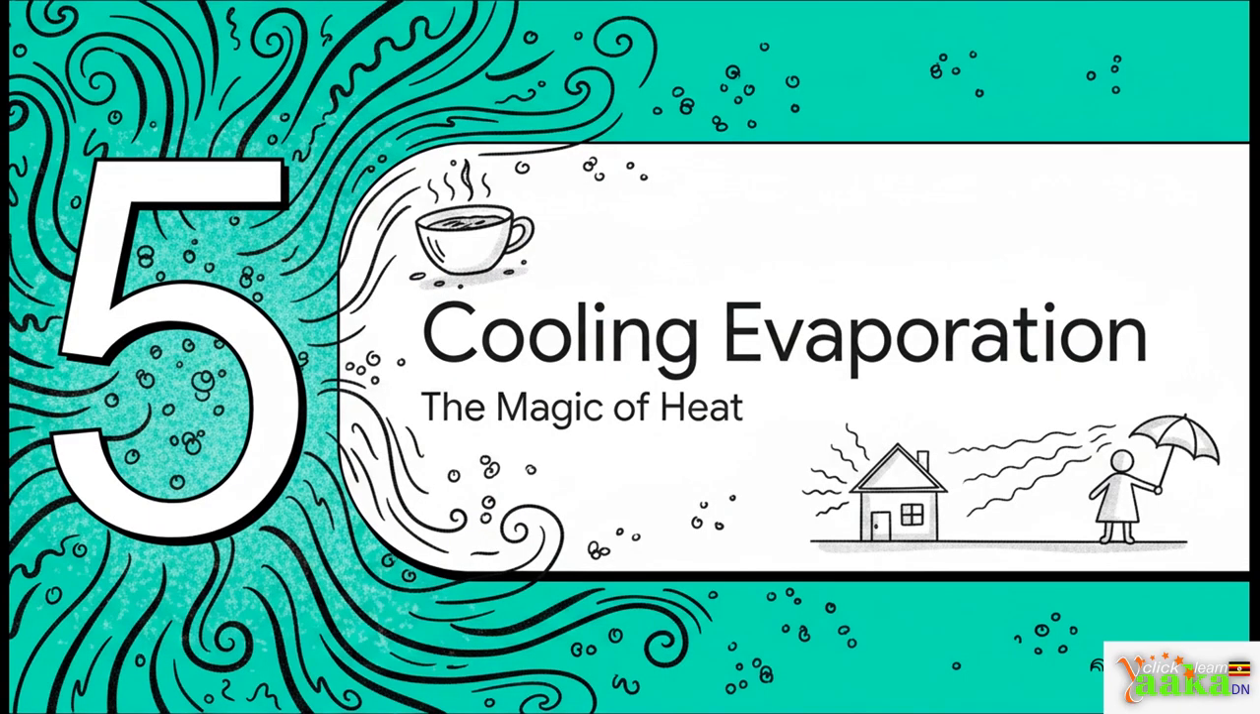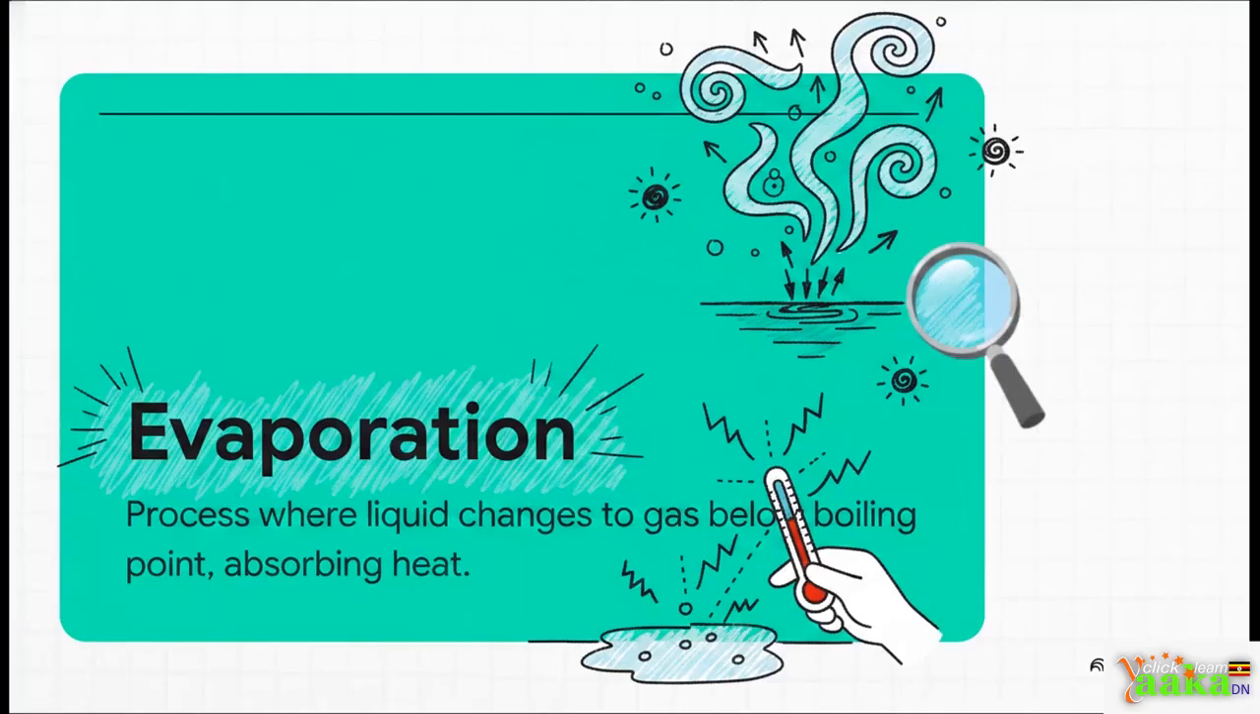Which brings us to our final section, Section 5, the cooling magic of evaporation. Let's pull back to our everyday macro world and see how these frantic, invisible particles actually affect our comfort and our survival. Evaporation is basically a magic trick. It's a process where a liquid changes into a gas below its actual boiling point. But here is the secret. To make that jump from liquid to gas, the water particles desperately need kinetic energy. They need heat. So where do they get it? They literally steal that heat from whatever surface they happen to be touching.